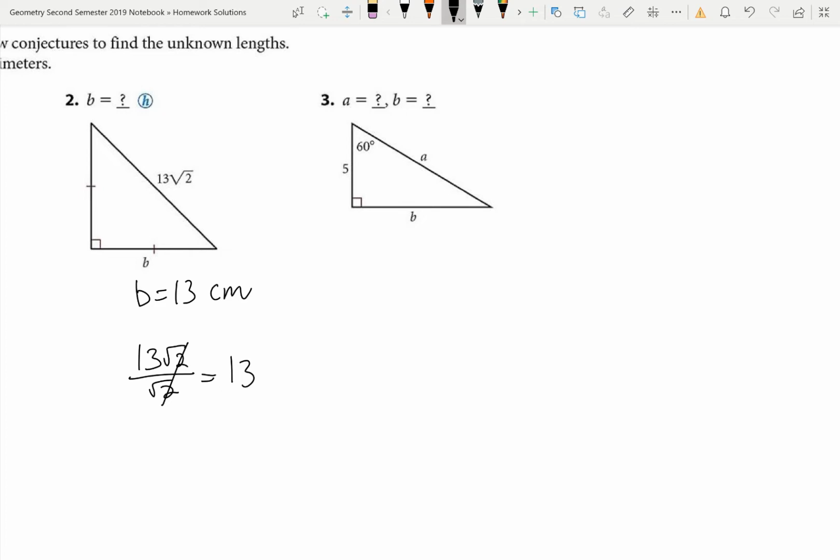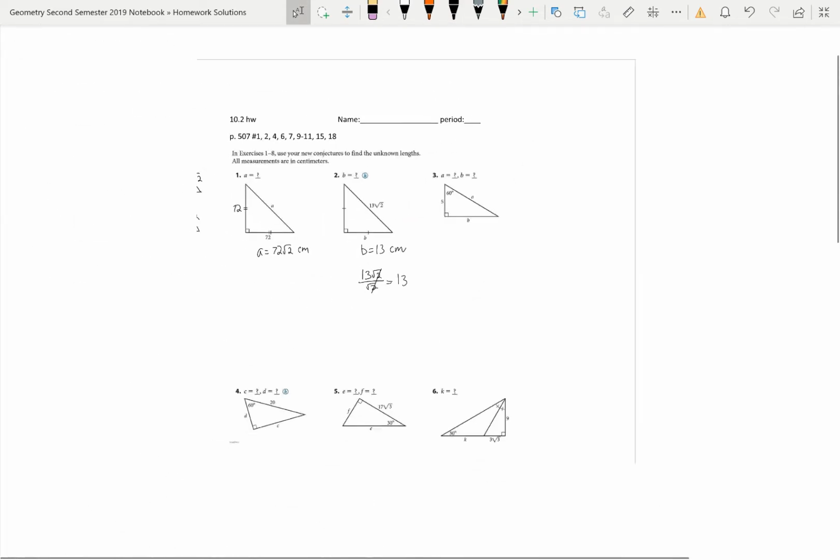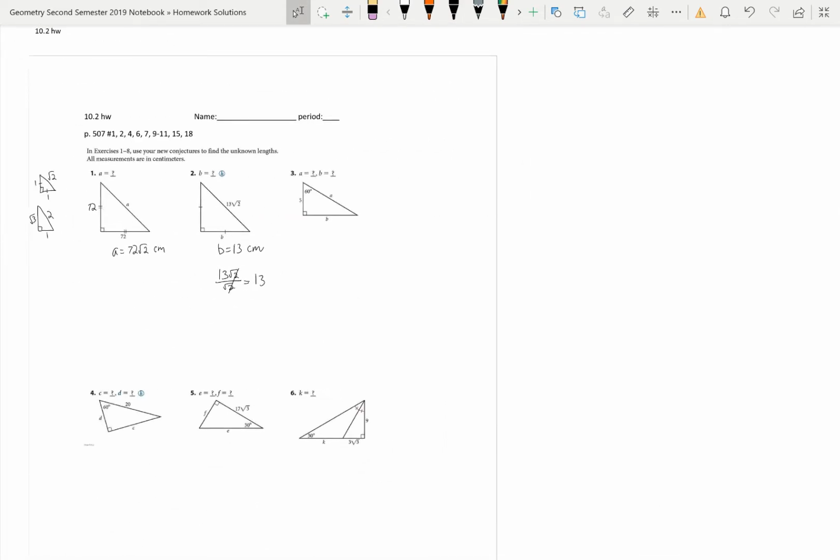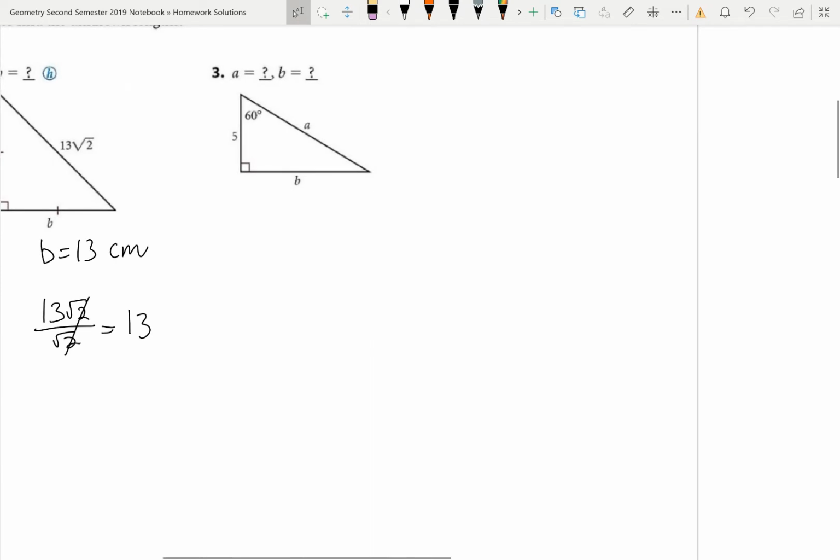Okay. Number 3, which isn't on the homework, but I'll just do it real quick. This would be 5 root 3. And A would be 10 centimeters.